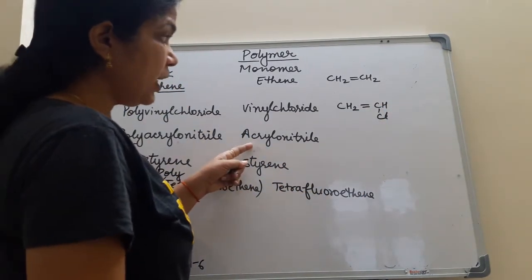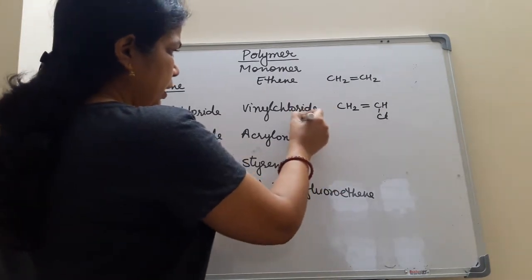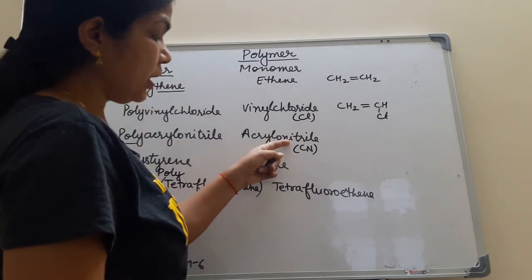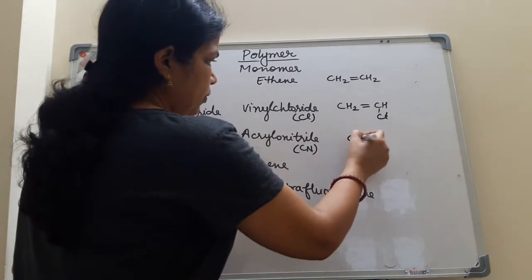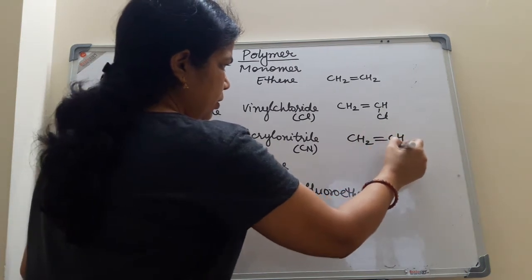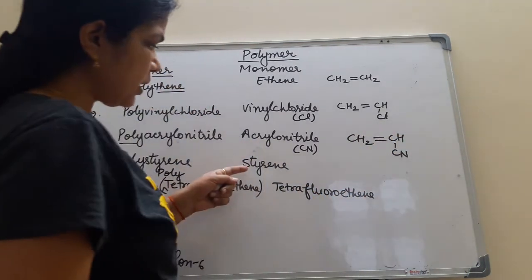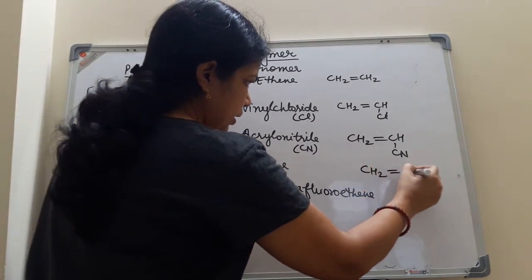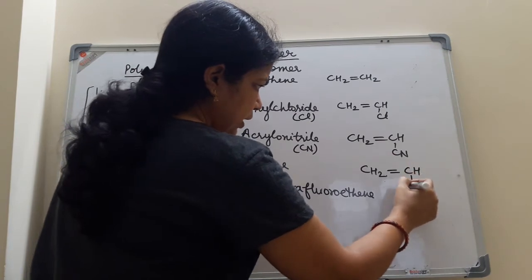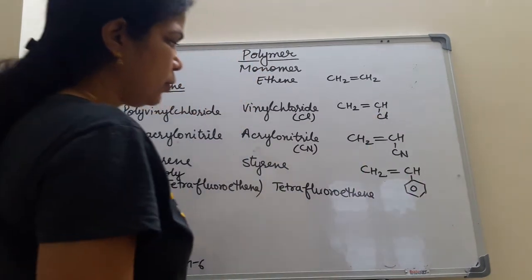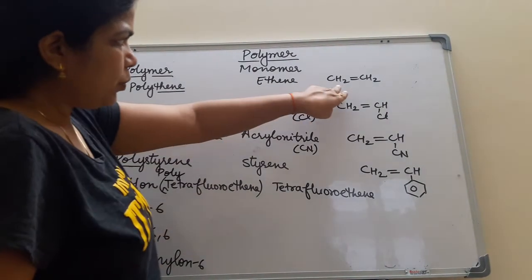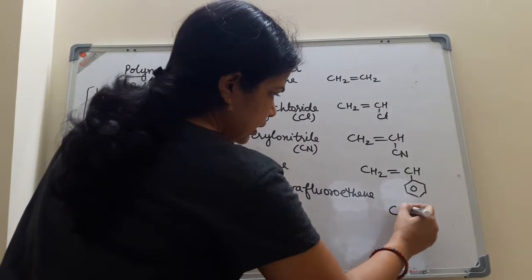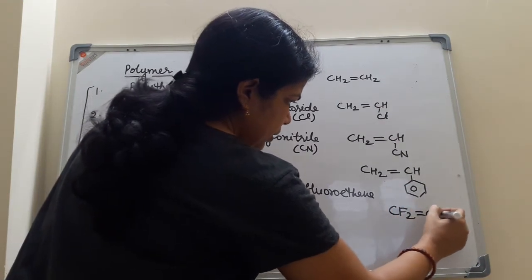For acrylonitrile, CN is required. In this, cyanide has the suffix name nitrile, so the structure will be CH2 double bond CHCN. Styrene: if you replace a hydrogen of ethene by a benzene ring, that is called styrene. Tetrafluoroethene means all four hydrogens are replaced by fluorine, so the formula is CF2 double bond CF2.